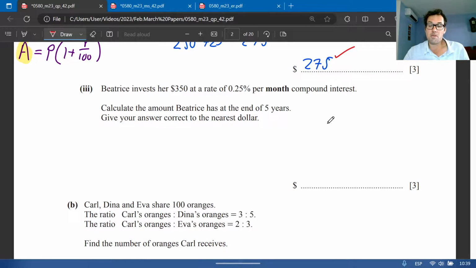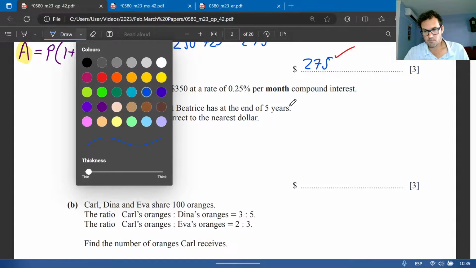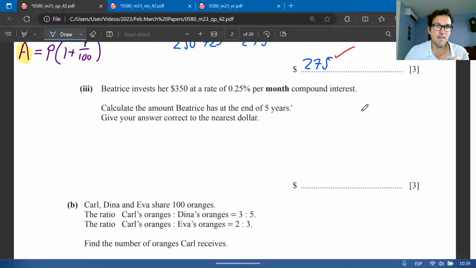Right, because now we've got Beatrice who invests $350 at a rate of 0.25% per month. You see, month is in bold, so it slaps you in the face. You need to ask, why is this in bold? There's a reason. It's a booby trap. It's something that is different from what it usually is.